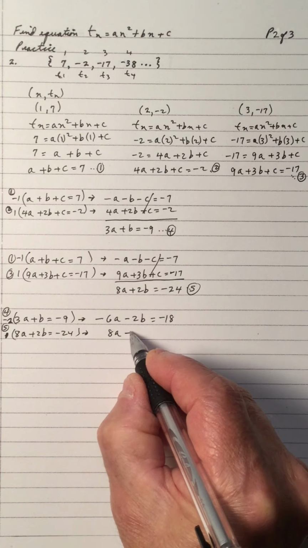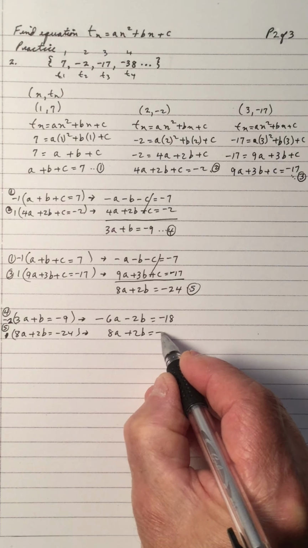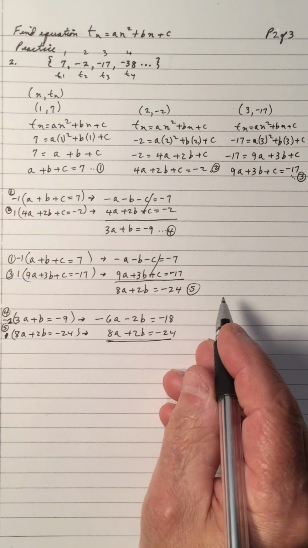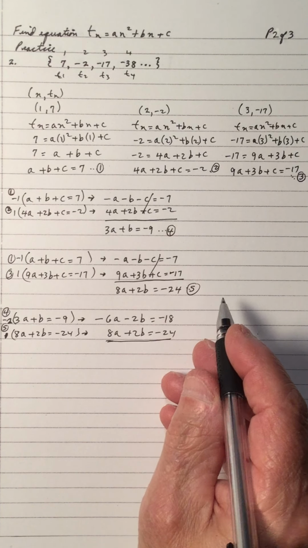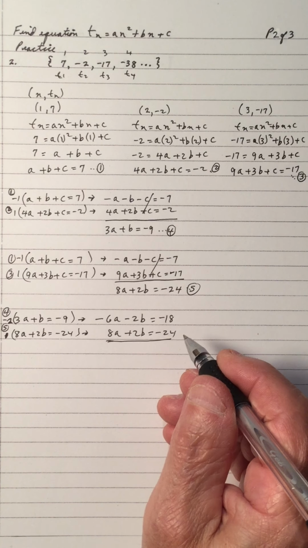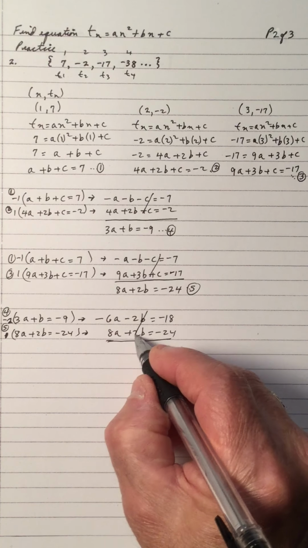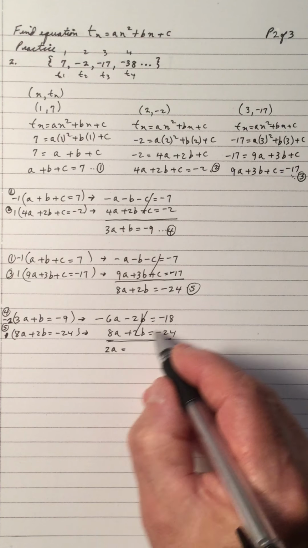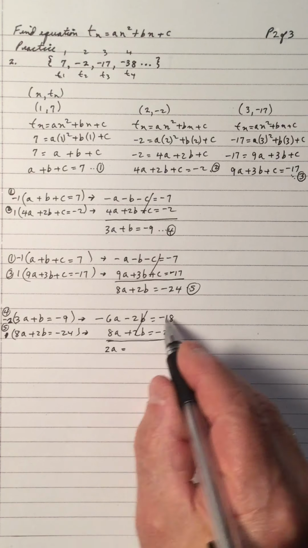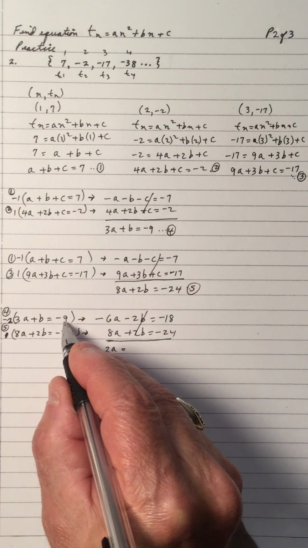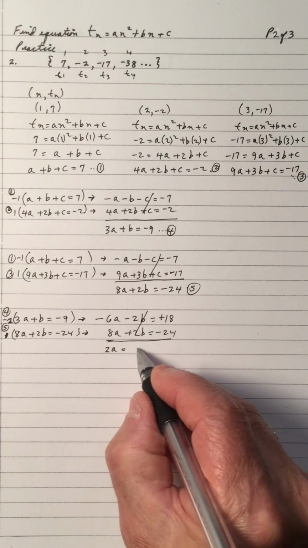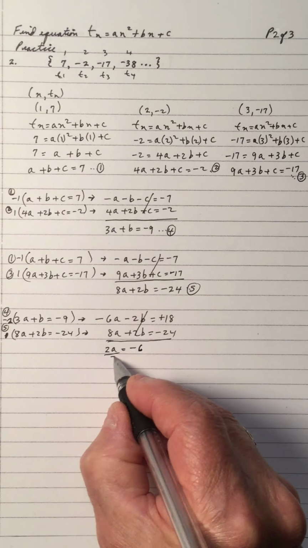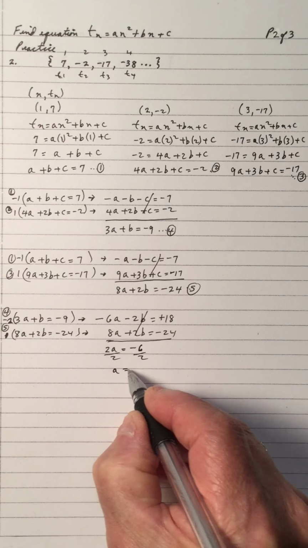So -6A plus 2B equals -24, and we add them up. They're gone. So that's 2A. Oh, I just noticed -2 times -9 is a positive 18. So that gives me -6 divided by 2, and A is equal to -3.